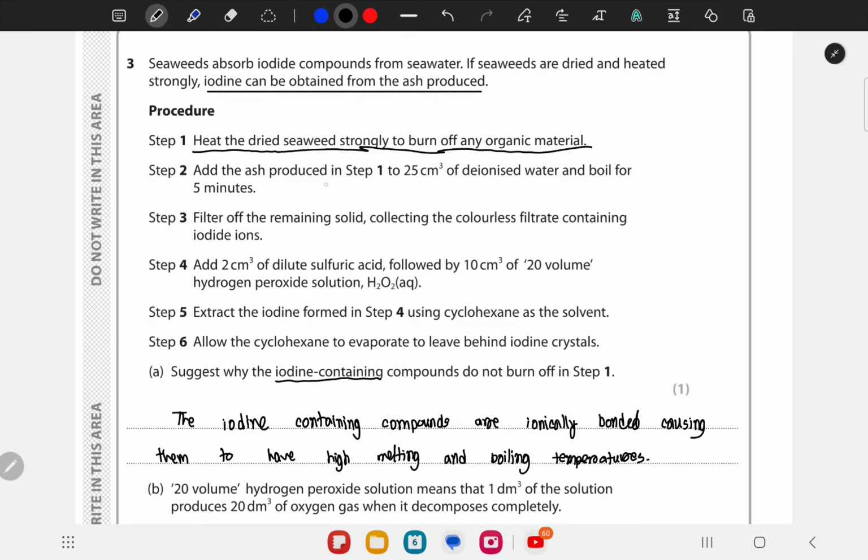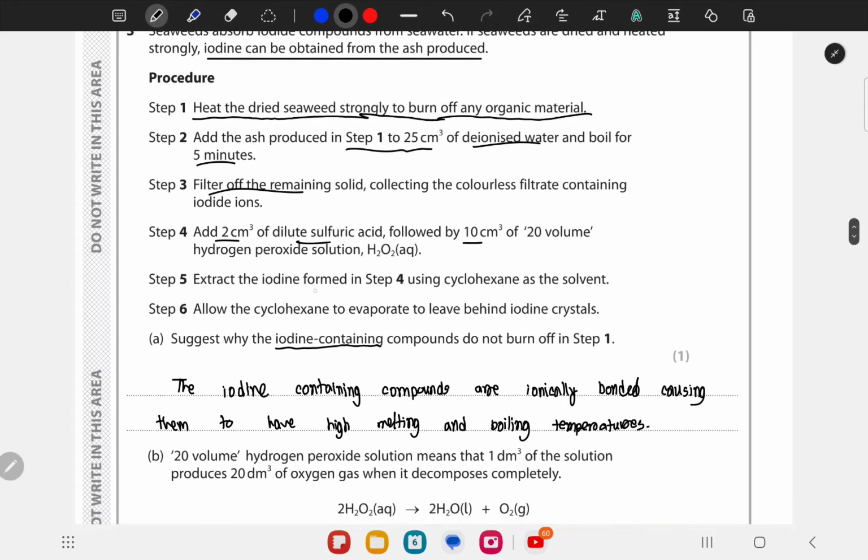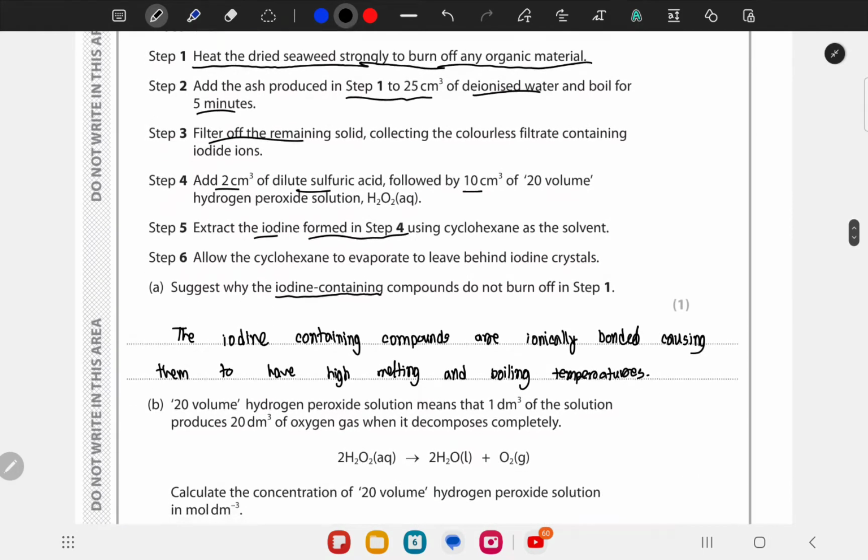So in the experiment, we add the ash produced in step 1 to 25 cm³ of deionized water and then boil for 5 minutes. We filter off the remaining solid, then add 2 cm³ of dilute sulfuric acid followed by 10 cm³ of 20 volume hydrogen peroxide solution. Then we extract the iodine formed in step 4 using cyclohexane as the solvent. So we use solvent extraction over here, and then we allow the cyclohexane to evaporate and leave behind the iodine crystals.